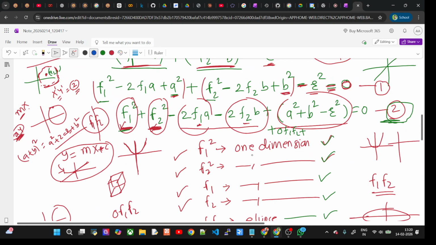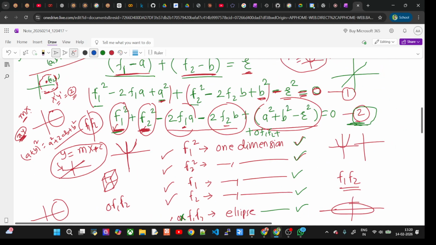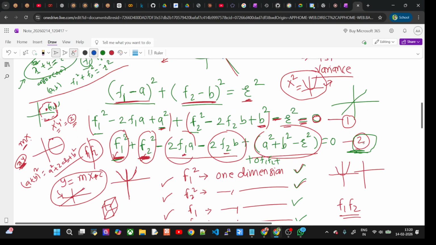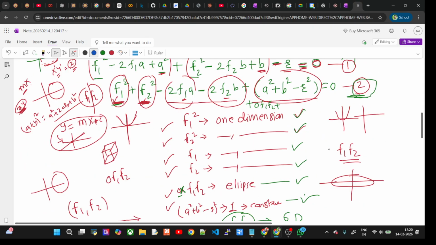I will try to get this equation: f1 square, f2 square, minus 2 f1a, minus f1a, minus f2b. And how did we get this? We know that these form a circle, so we got this equation number 2, the circle with (f1 minus a) whole square plus (f2 minus b) whole square equal to r square. So we got this equation number 2.